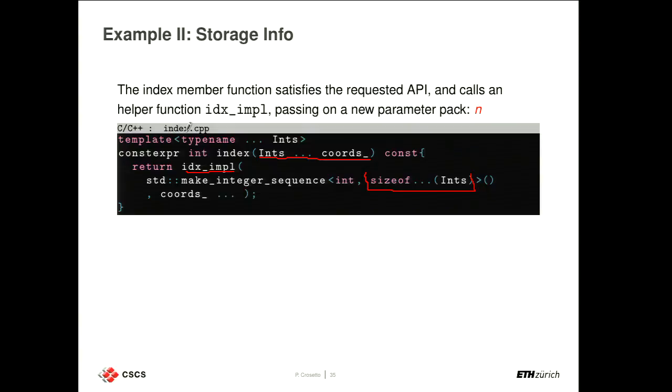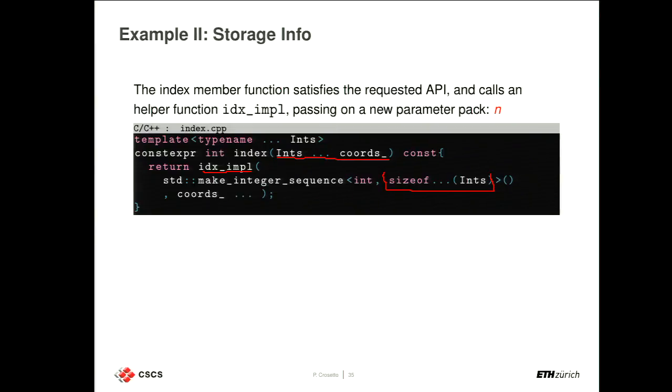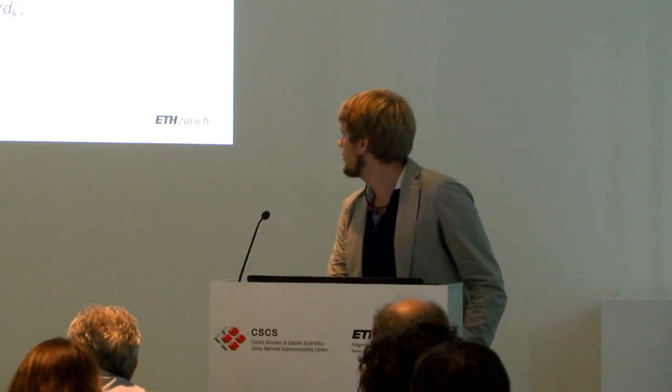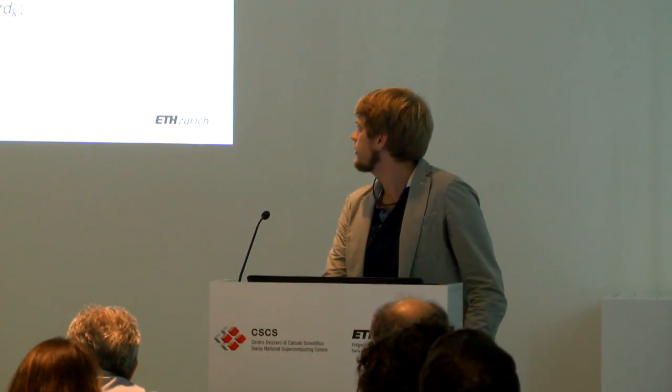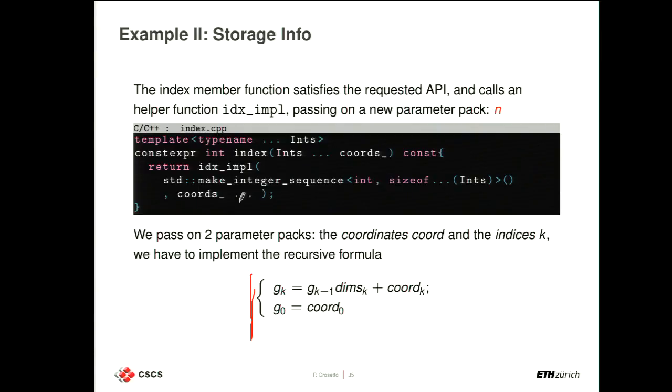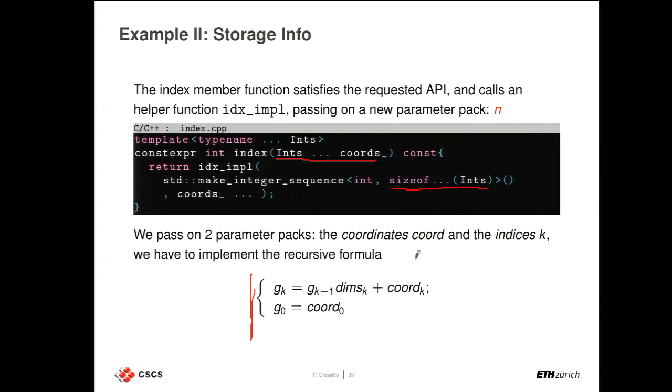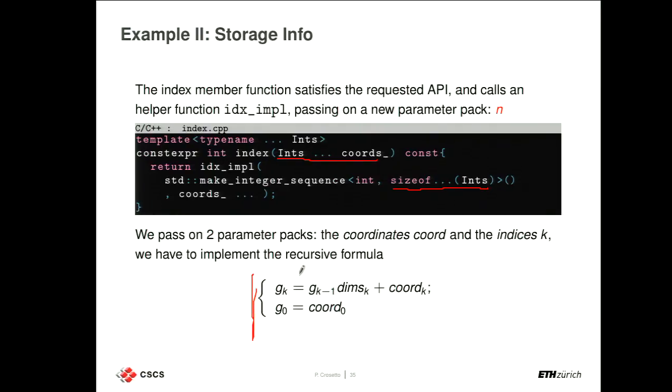So all the complexity is in this idx info. Now what we have to do is implement this recursive thing. We have to pass two packs. One pack is the pack of the coordinates, and the second pack is the pack of the indices. The indices are k, and the coordinates are coord, and they have this meaning in the formula here below.